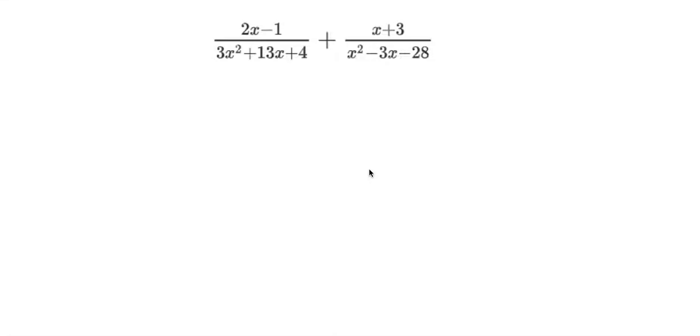All right, again, adding two rational expressions. First step, find a common denominator. Right now, we have denominators of 3x squared plus 13x plus 4 and x squared minus 3x minus 28. Wondering what we might want to use as our common denominator.